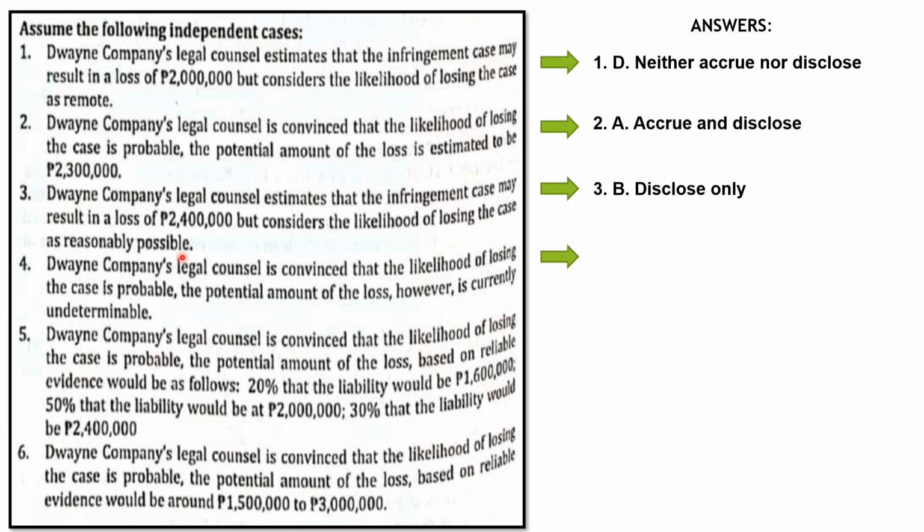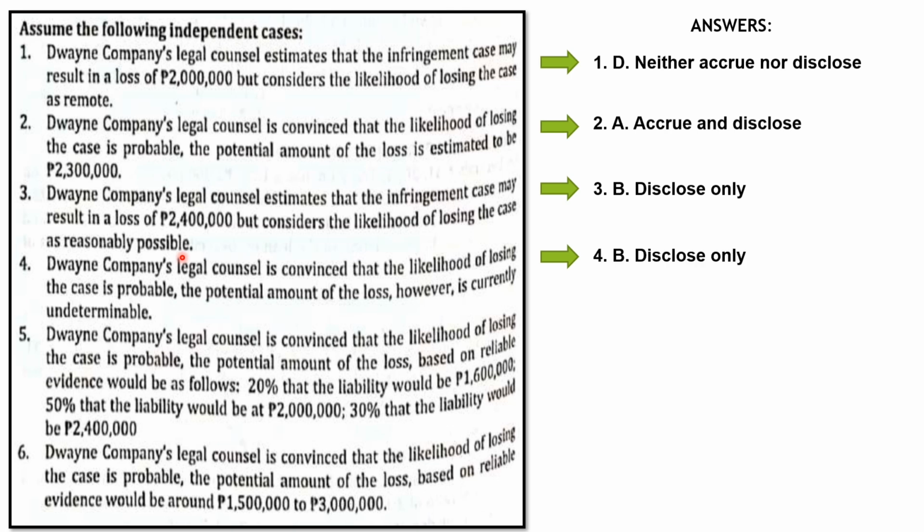Though it meets the definition of a liability, meaning there's a present obligation that is probable, it does not meet the recognition criteria because the amount cannot be reliably measured. Hence, the liability is not recognized but disclosed as a contingent liability in the notes of the financial statements. So if a loss is probable but cannot be reasonably estimated, then we only disclose it, no accrual. So, letter B, disclose only.